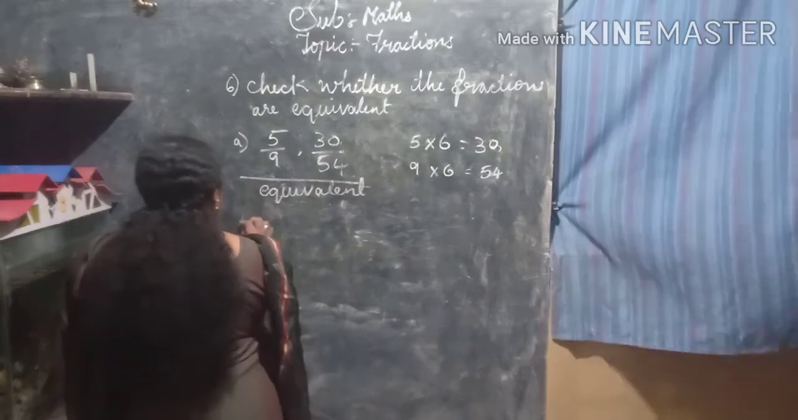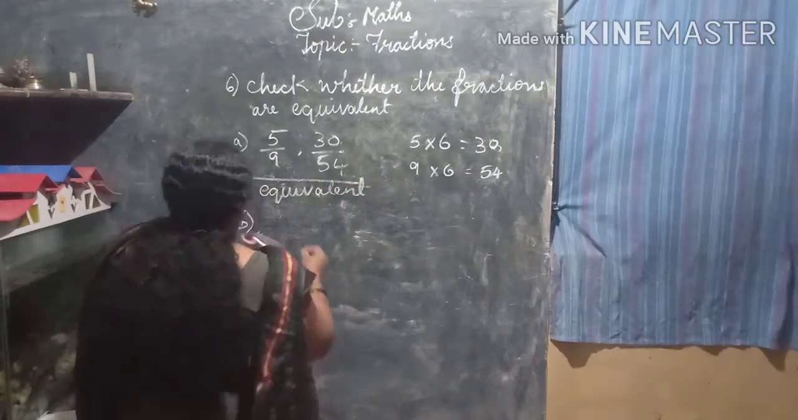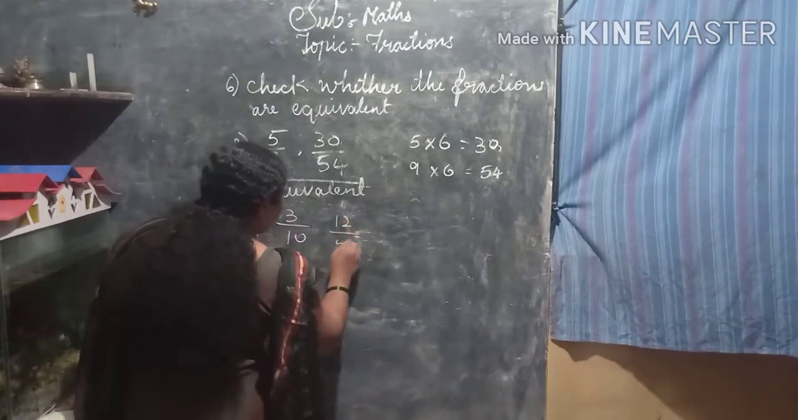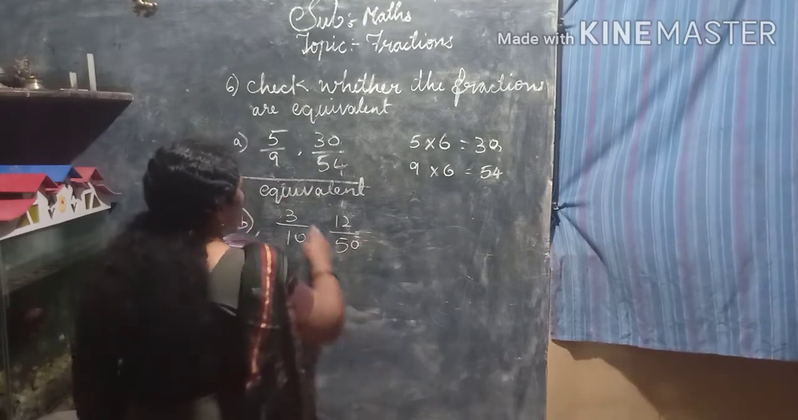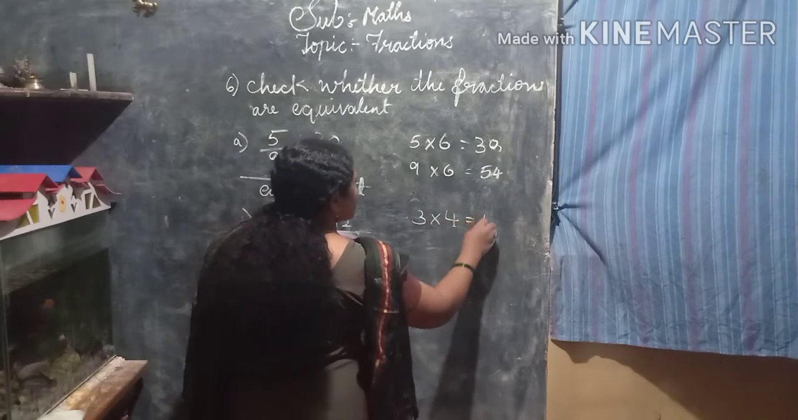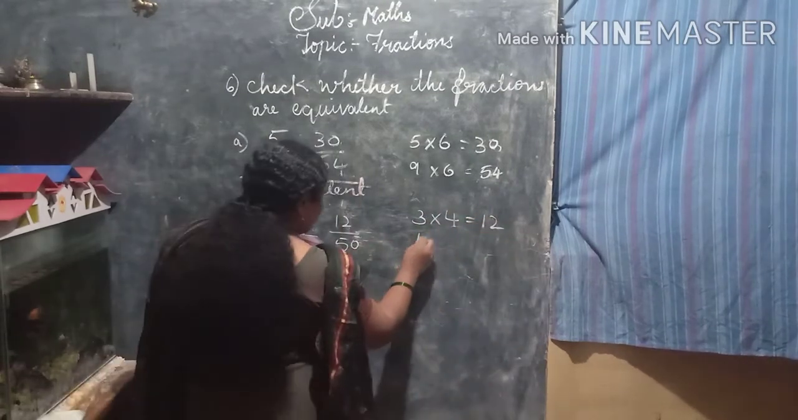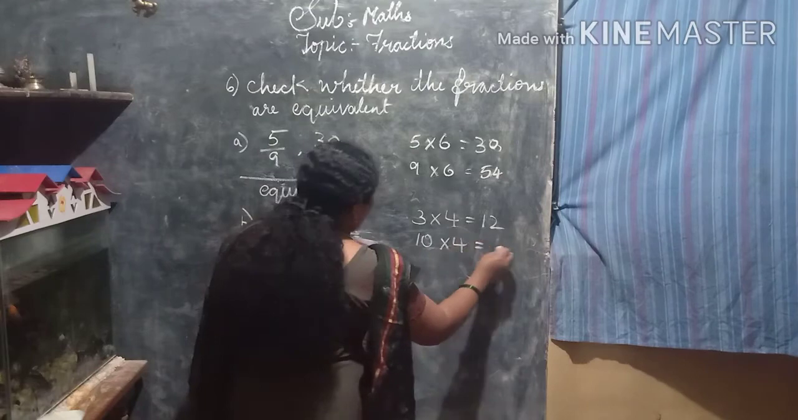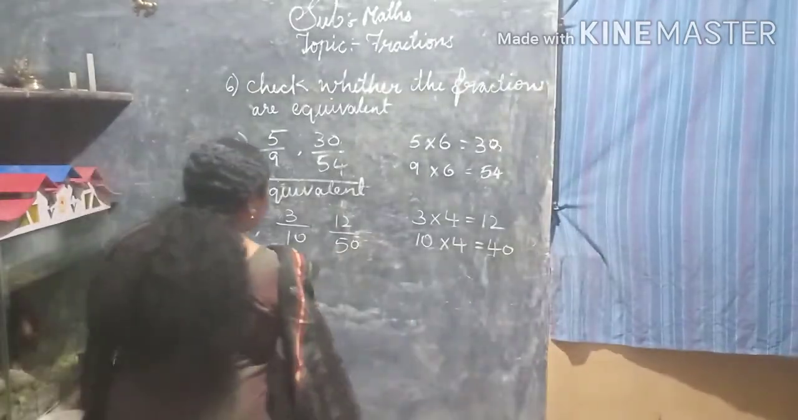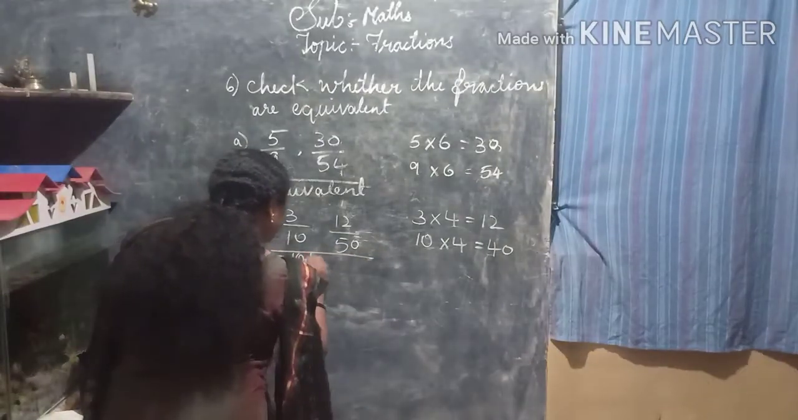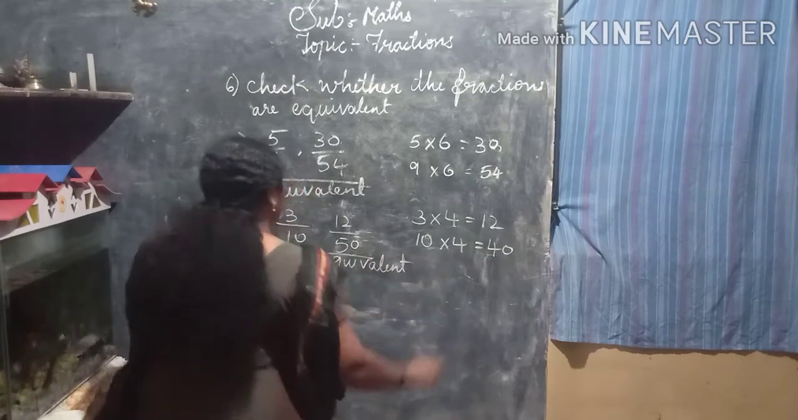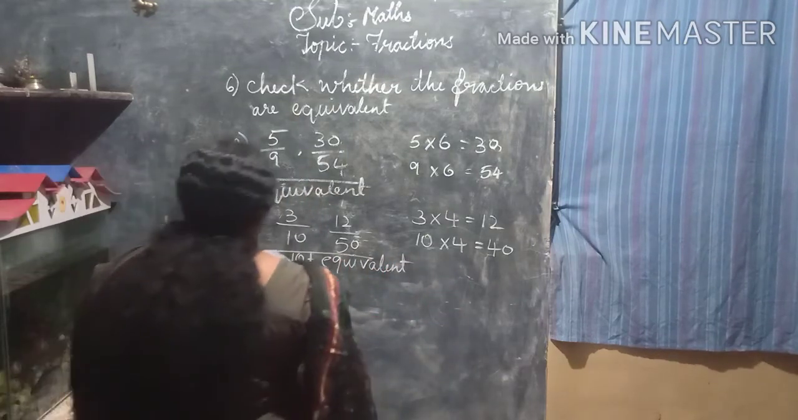Equivalent. Check the second one, B. It is 3 by 10 and it is 12 by 50. So 3 fours are 12, isn't it? 3 fours are 12, you get 12. Will you get 10 fours are 40? But we don't get 50 here. So this second one is not equivalent.